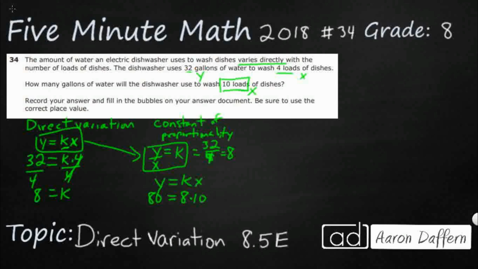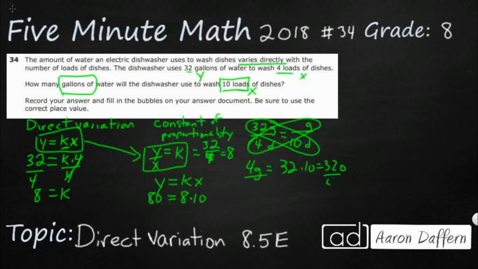Now, I did say at the beginning this is kind of like a proportion. Well, look at this. You've got 32 gallons over 4 loads of dishes, and I'm just going to put D for dishes. And so you've got 10 loads of dishes, and you're looking for how many gallons, right? Now let's do a little cross multiplication. So 4G equals 32 times 10, which is really 320. So I need to divide both sides by 4. And guess what you're going to get? You're going to get 8 with a 0. You're going to get 80.